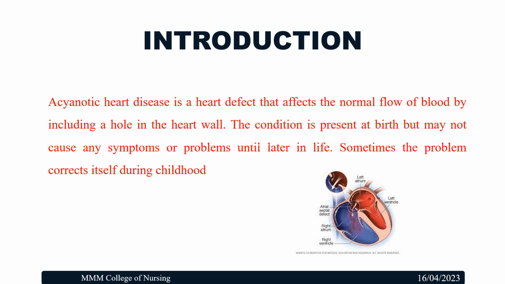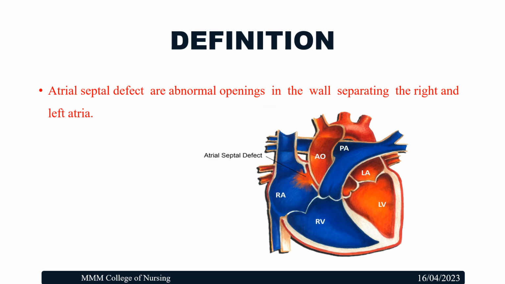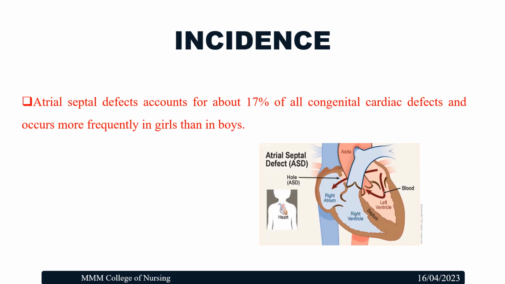Acyanotic heart disease is a heart defect that affects the normal flow of blood by including a hole in the heart wall. This condition is present at birth but may not cause any symptoms or problems until later in life. Sometimes the problem corrects itself during childhood. So the proper definition is: ASD is an abnormal opening in the wall separating the right and the left atrium. The incidence is 17% of all congenital cardiac defects, and it is more common in girls than in boys.